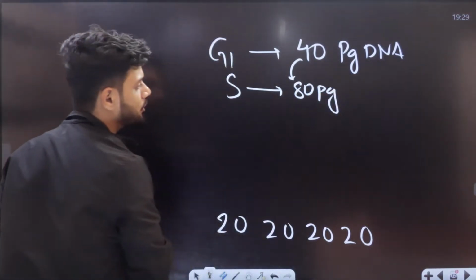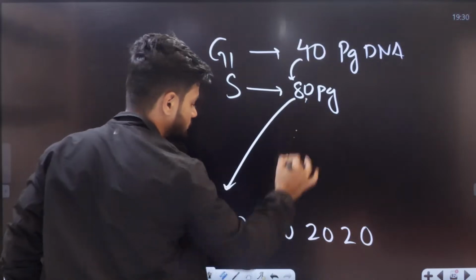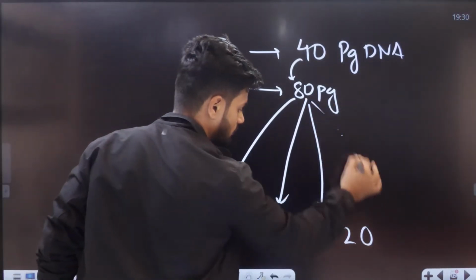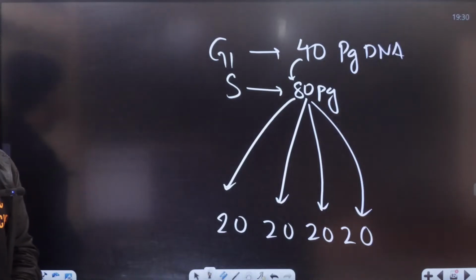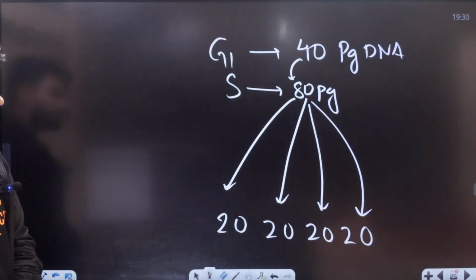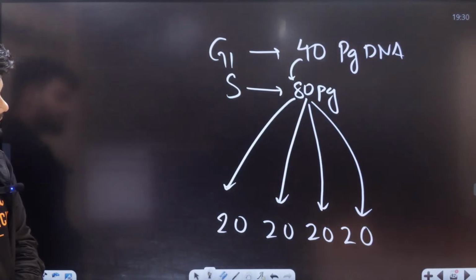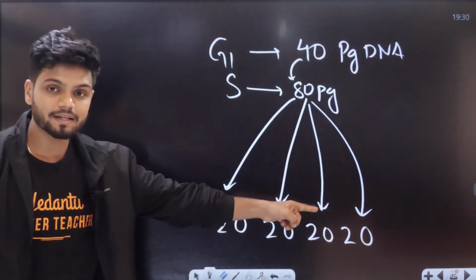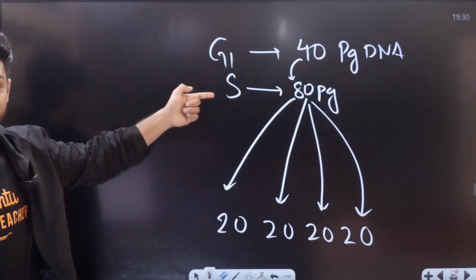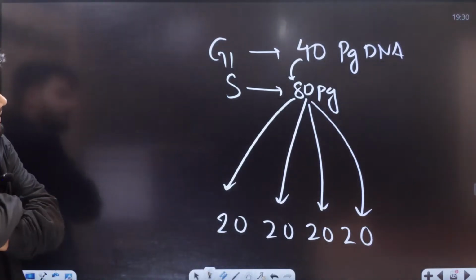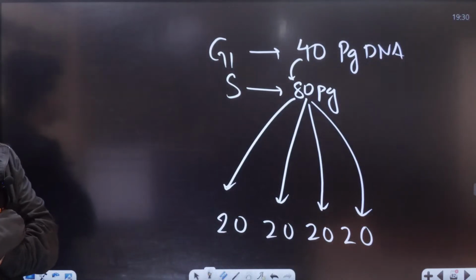And this 80 picogram is divided into 20, 20, 20, 20. That is the magic which is happening here. In the S phase it is dividing. Okay, so that is the basic of meiosis.